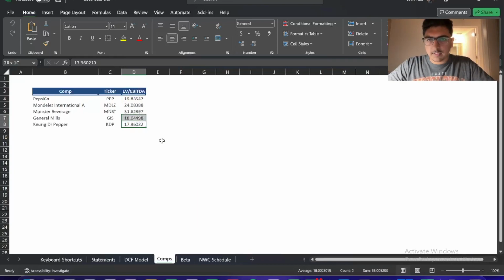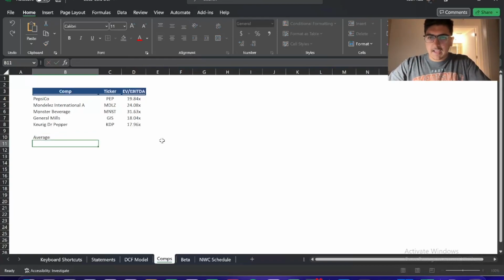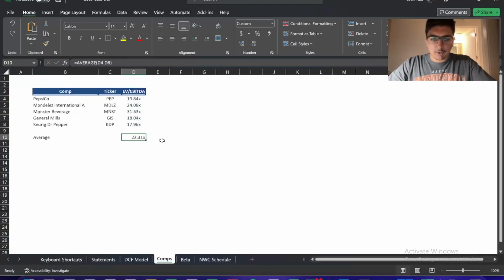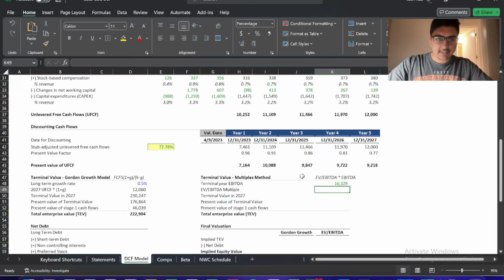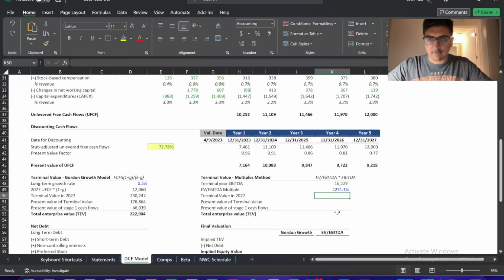So are these numbers right now? I'm going to convert them to numbers, and get that into X format. So now let's get averages. The average of these multiples is going to be 22.31. So this is going to be our industry average EV to EBITDA multiple that we can use. So over on the DCF model, our average EV to EBITDA multiple is going to be 22.31 that we calculated right here. And we can do a more rigorous comps analysis.